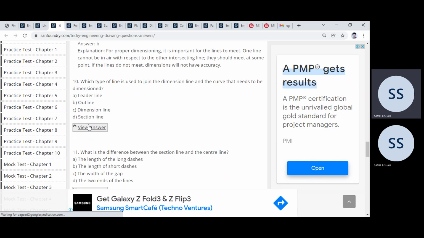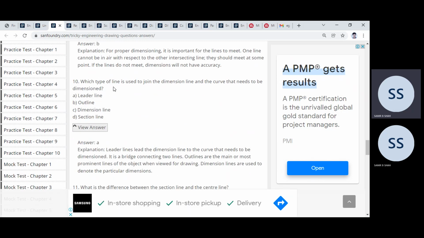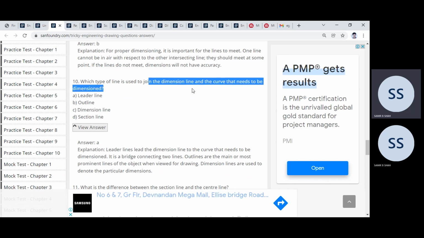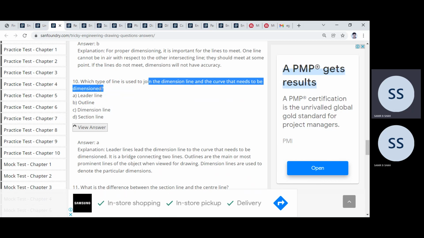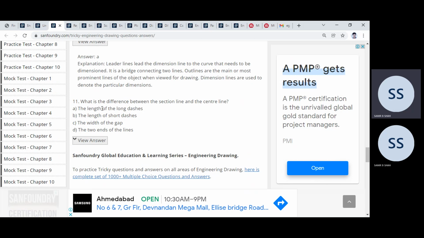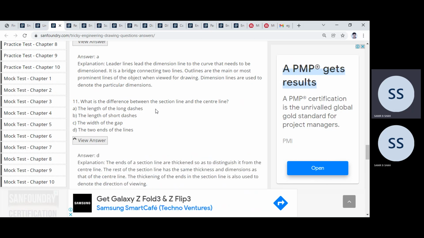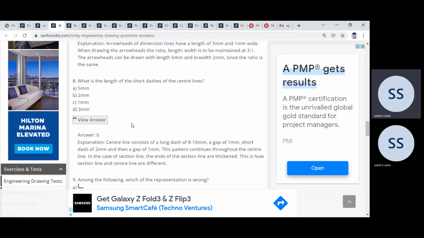Now next one, which type of line is used to join the dimension line and the curve? आपको dimension line दी है and curve. If you want to join them, then we prefer to use the leader line. What is the difference between the section line and center line? The two ends of the line. Okay, so in the section line and in the center line, there is a difference in the ends.